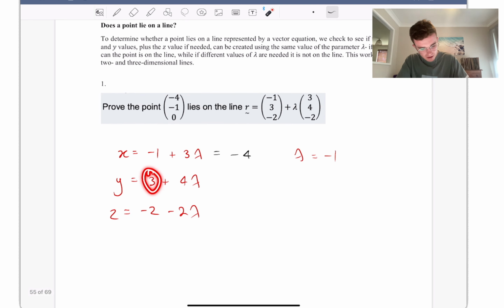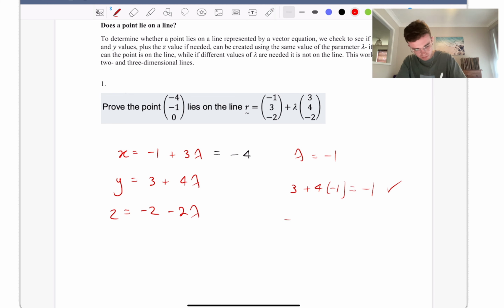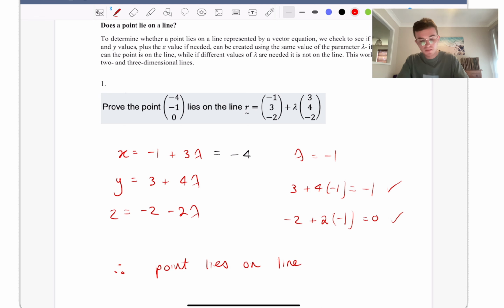So 3 plus 4 times minus 1 is minus 1. Good. Minus 2 times minus 1 is 0. An alternate way of doing that is to set this to be minus 1. If you solve that for lambda, you'll get lambda is minus 1. And set this to be 0, solve it again, you'll get lambda is minus 1. If you get the same lambda 3 times, then it lies on the line.